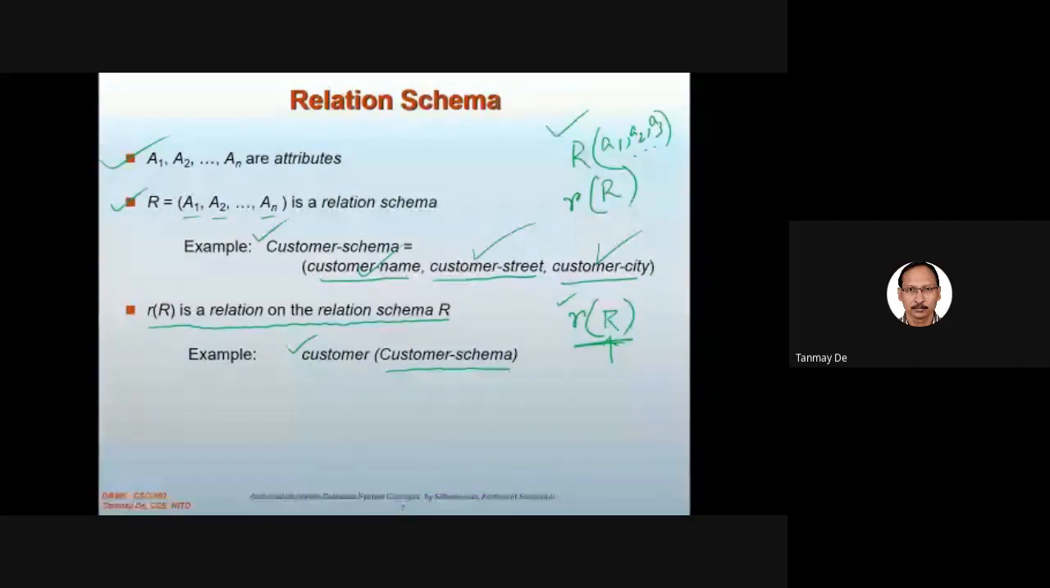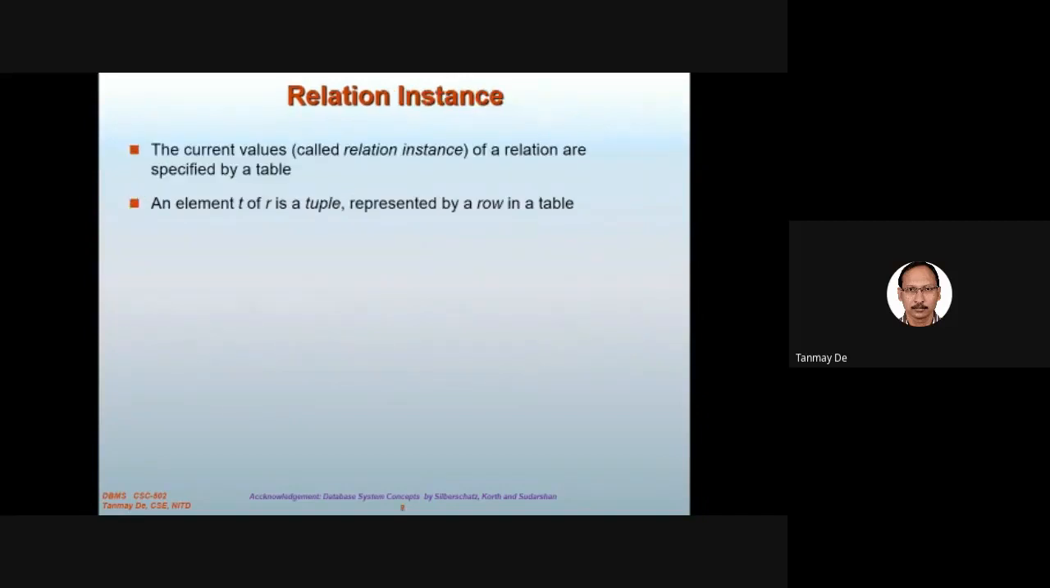For example, customer schema. This customer schema consists of the attributes customer name, customer street, customer city. And this customer is a relation on the customer schema. The current value of a relation, at a particular instant, a particular moment of time, is specified by a table. That is called the relation instance. You can think of any relation as specified by a table.